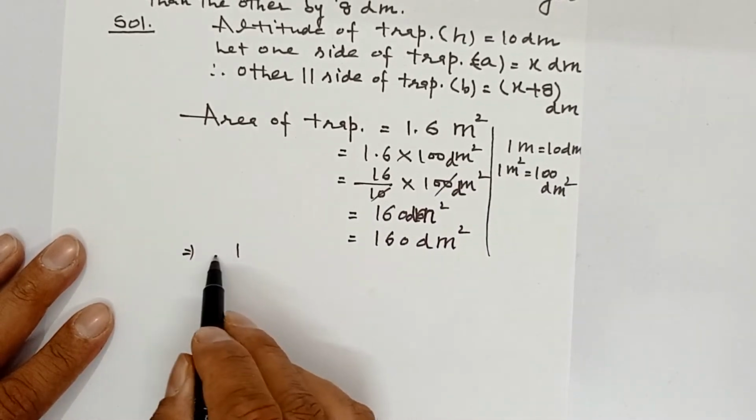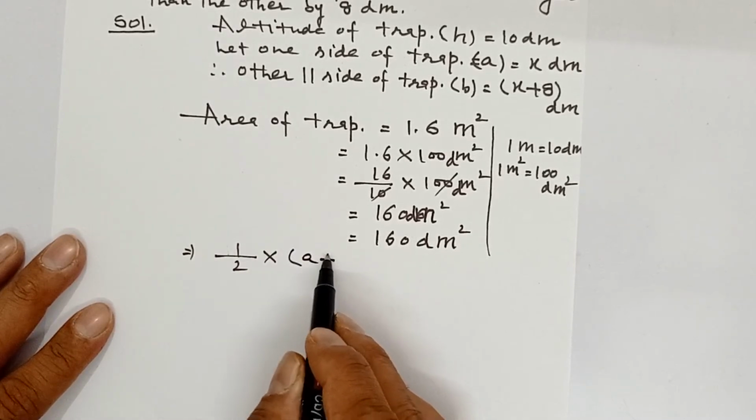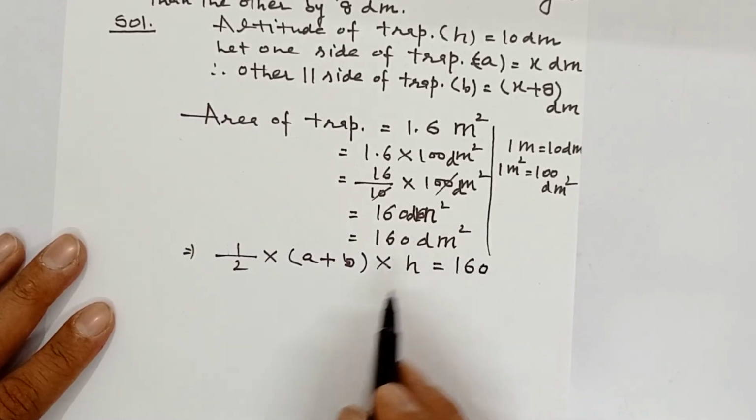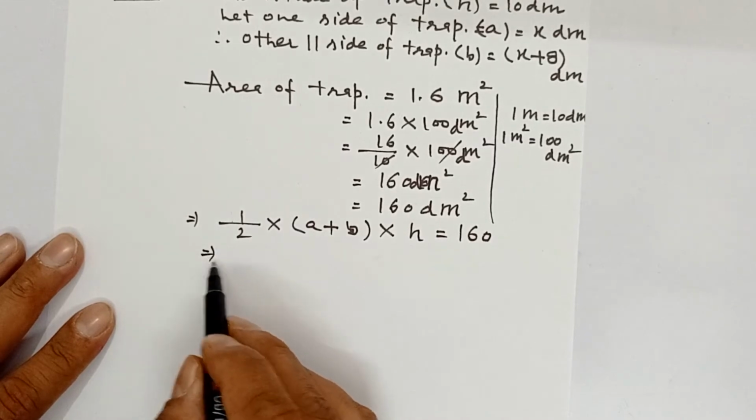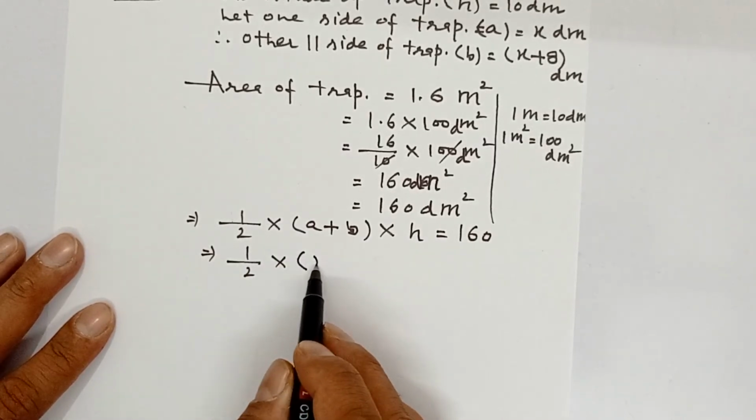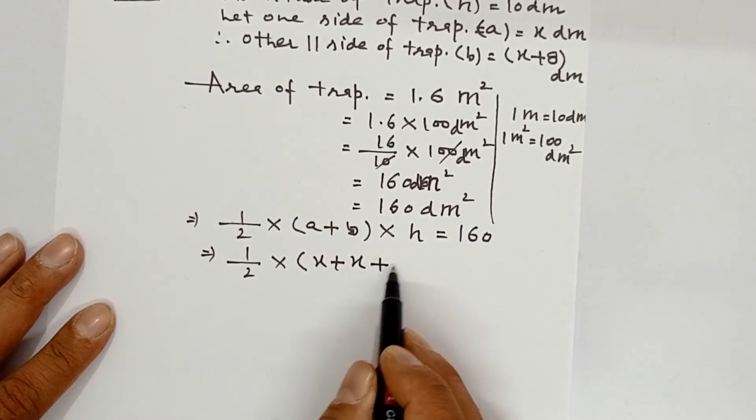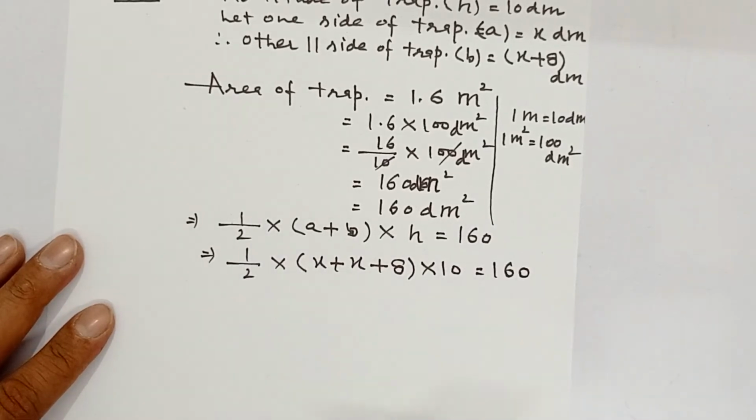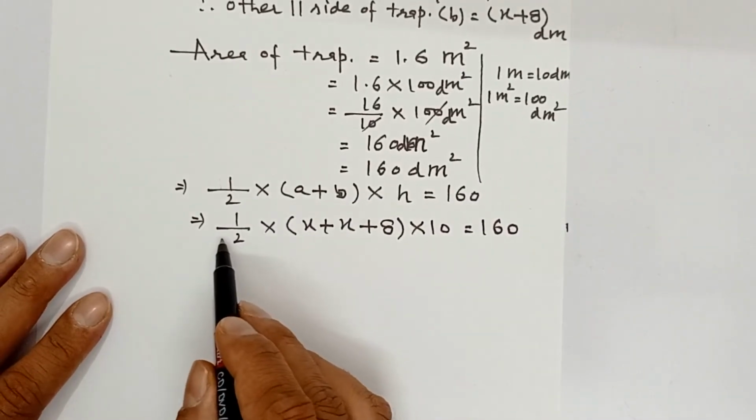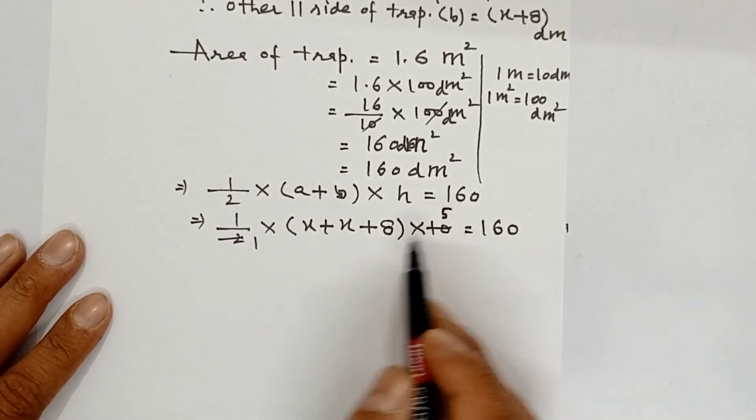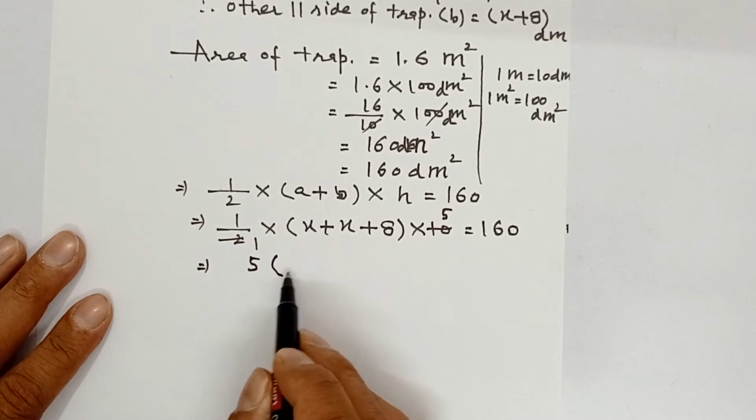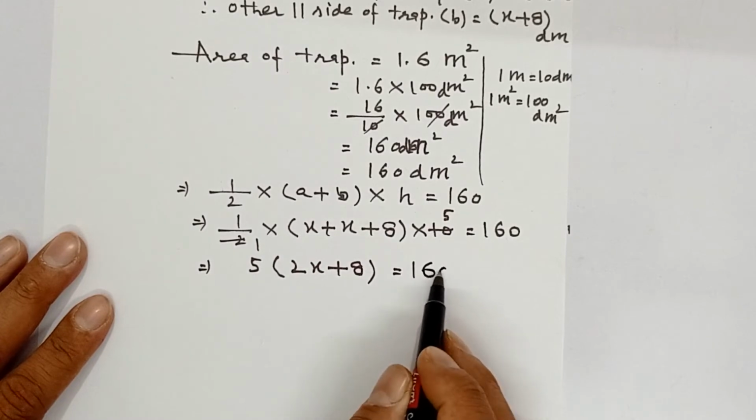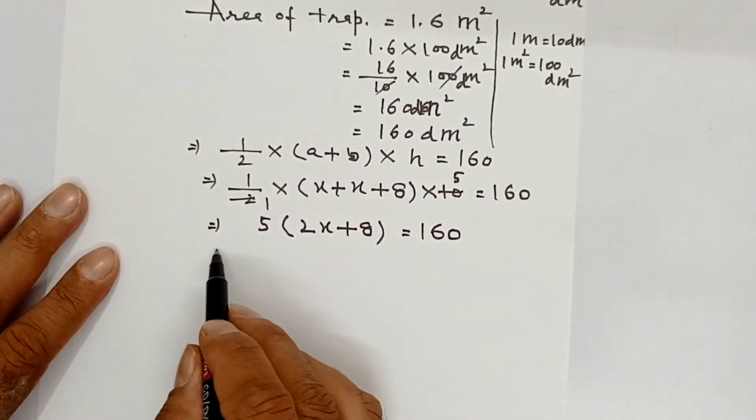Now the formula of the area of a trapezium is 1 by 2 into the sum of the two parallel sides into height, is equal to 160. So 1 by 2 into a, which is x, and b is x plus 8, into height 10, and it is equal to 160. So 2 ones are 2 and 2 fives are 10. So it is 5 into x plus x is 2x plus 8 is equal to 160. So let's solve it.